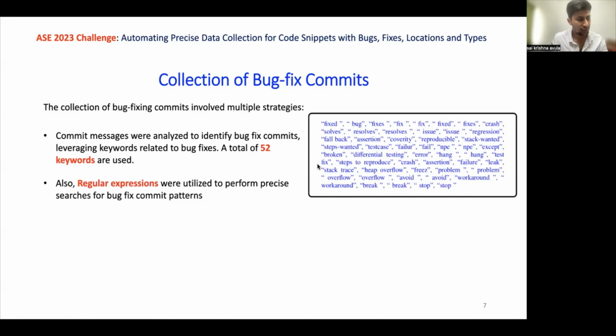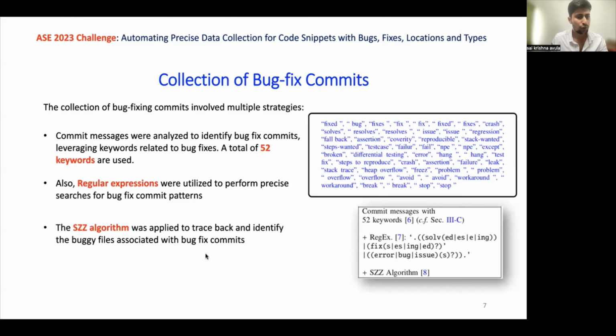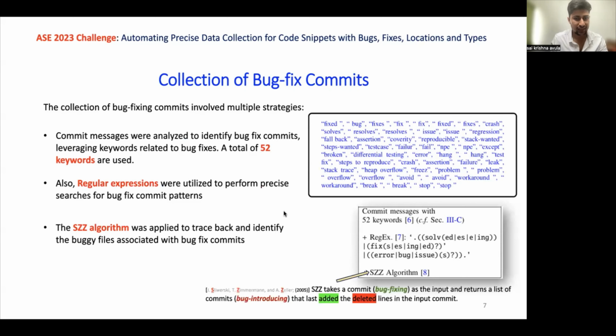In addition to those keywords, a regular expression has been used to perform precise searches for bug fix commit patterns. So this is the regular expression we used to find the bug fix commits. Once we got the fixed commits, we use the SZZ algorithm to trace back and identify the buggy files associated with these commits. So what SZZ does, it takes the bug fix commits as input and returns bug inducing commits as well as buggy files as the output.